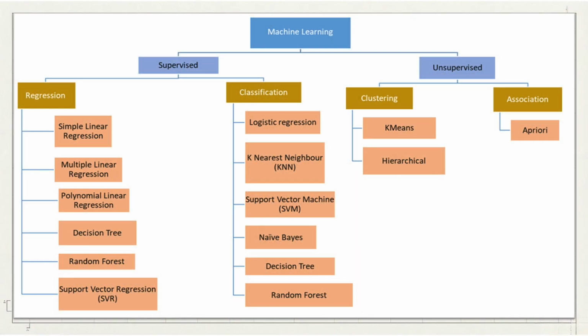Machine learning algorithms are broadly categorized into supervised and unsupervised learning. In supervised learning, models are trained using labeled data where the outcome variable is known in advance. This category primarily includes regression models used for predicting continuous values and classification models used for predicting discrete class labels. In contrast, unsupervised learning focuses on discovering hidden patterns in unlabeled data through techniques such as clustering and association rule mining.